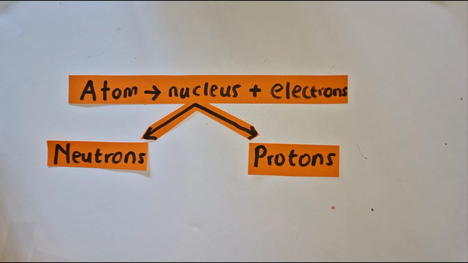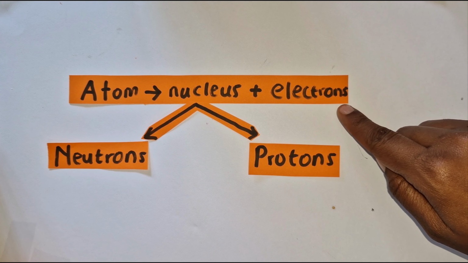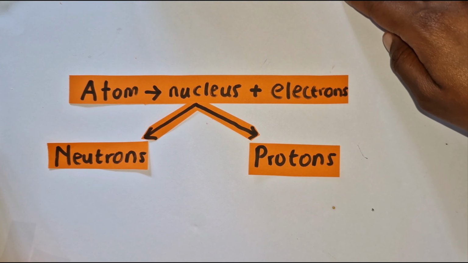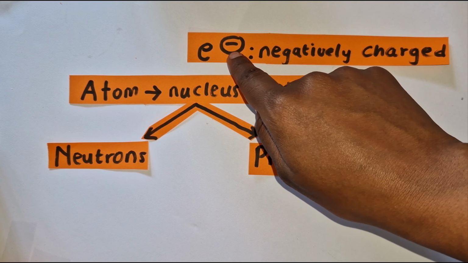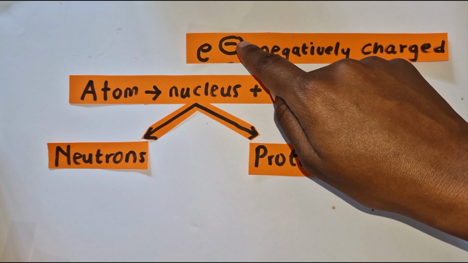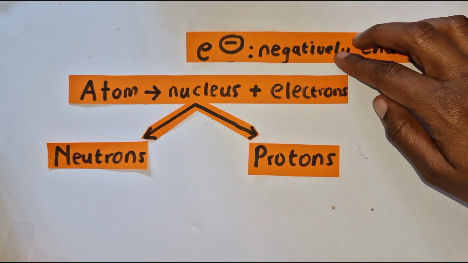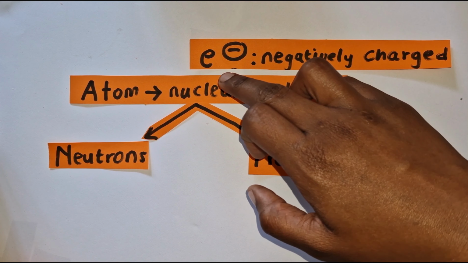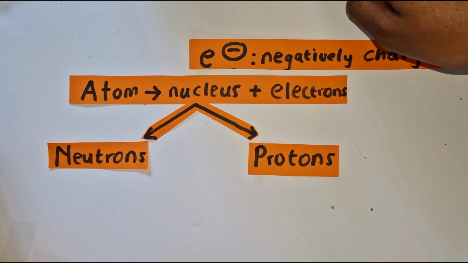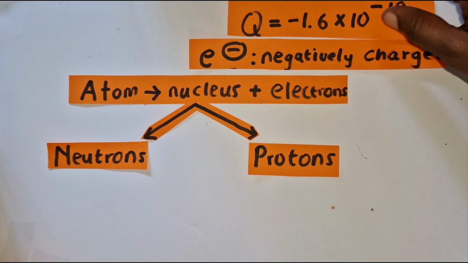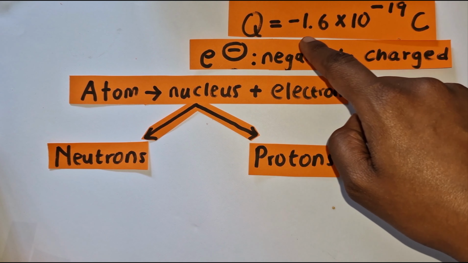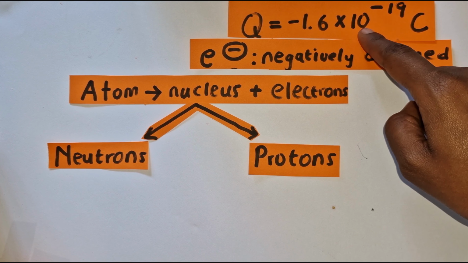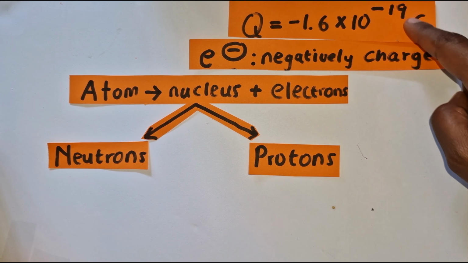We need to study some of their qualities, these three subatomic particles. Let's start with electrons. Electrons are said to carry a negative charge. So E for electron, with a minus, is just to show that they carry a negative charge. Hence, you'll hear it said that electrons are negatively charged. They have a charge of about minus 1.6 multiplied by 10 raised to the power of minus 19 coulombs.